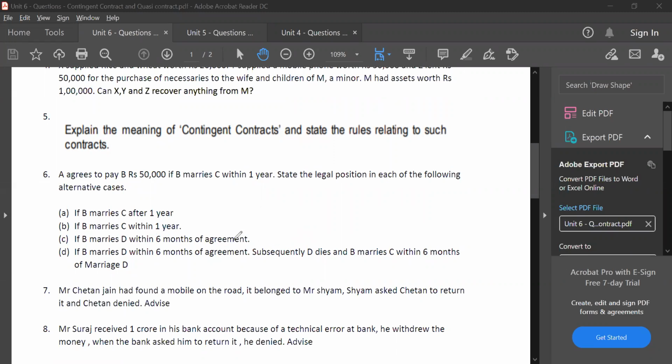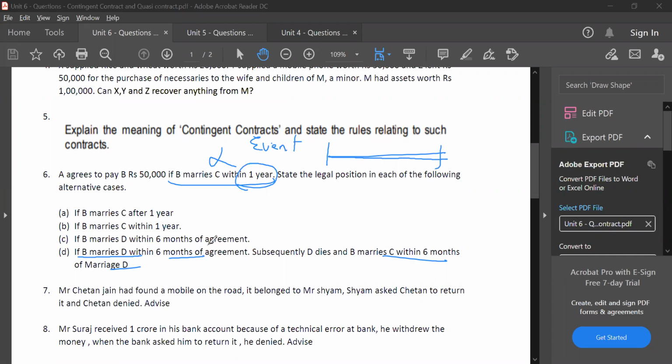No. See, the contract won't come to an end. The minute B marries D within 6 months, they will say, okay, the contract is not valid. But see, the essential of a contingent contract is the event should happen within 1 year. Now, within the first 6 months, the event did not happen. If they wait for another 6 months, C is marrying D. So you have to see the overall picture. Throughout the entire period of the contract, is the event happening or not?